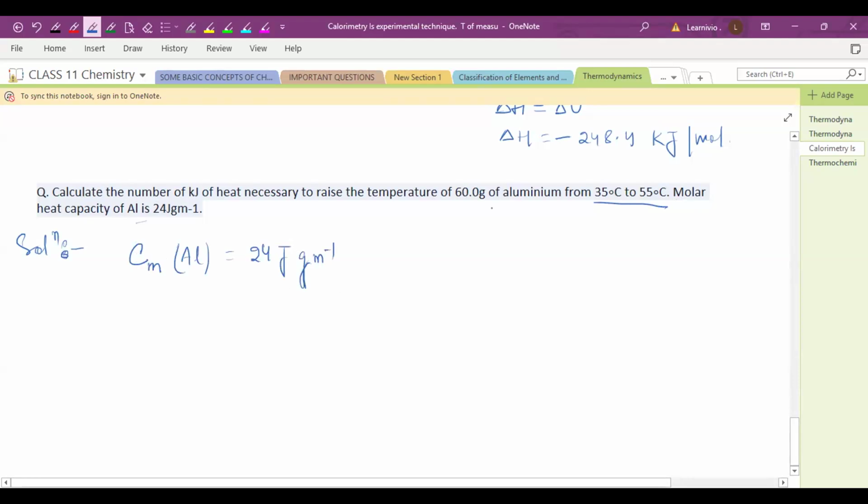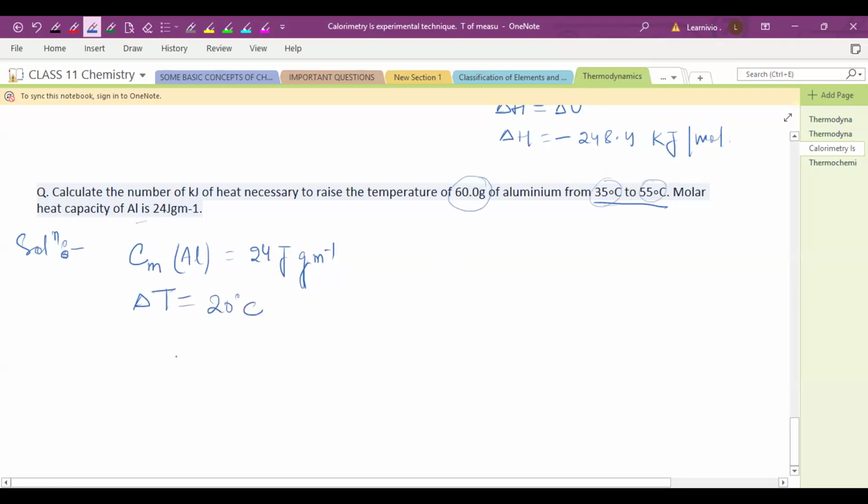Now it's given. Now the temperature. The mass, 60 gram, is given, and the temperature difference is given, means initially it was 35 degrees Celsius and it will increase to 55 degrees Celsius. So here delta T is basically 20 degrees Celsius. 55 minus 35, so 20 degrees Celsius change.